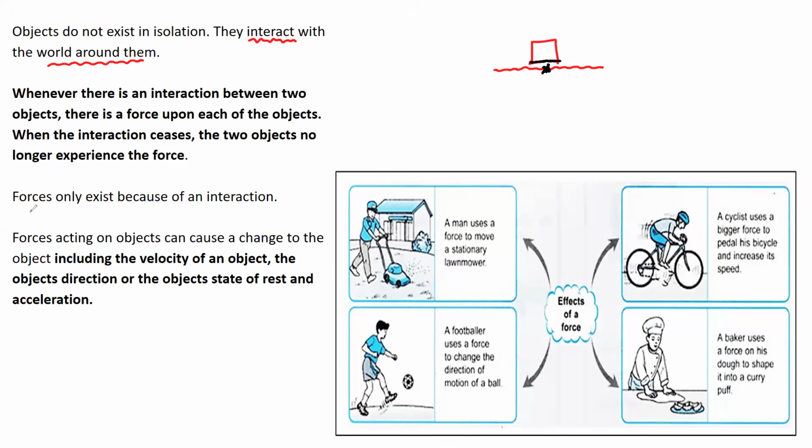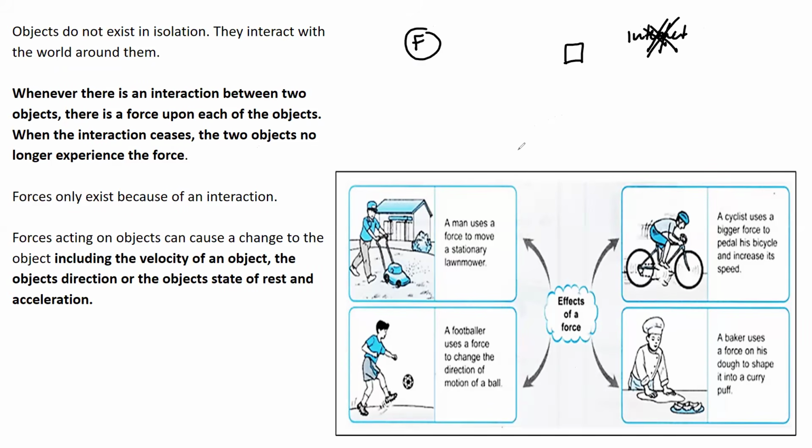Whenever an interaction ceases or stops, the objects no longer experience a force. Forces only exist because of an interaction. Objects interact with the world around them, and if there's no longer any interaction, then the force does not exist between the objects.